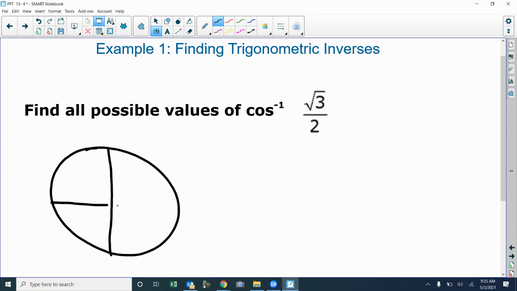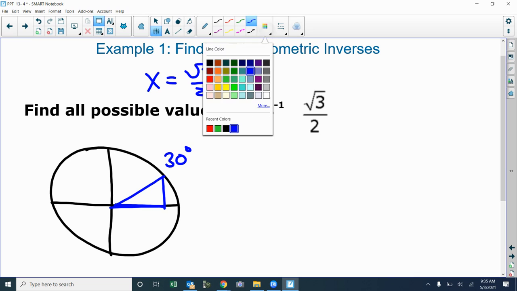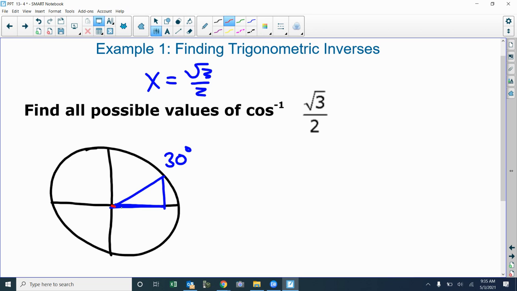30-degree angle. Let's see if we can confirm that by the math that we've been doing. Our cosine is our x value. So when is my x the square root of 3 over 2? Well, this is my x distance right here. That is my x distance, isn't it? This is the 30. This is the 60. And yes, that is the square root of 3 over 2. Does that make sense to you all why that's a 30-degree angle?